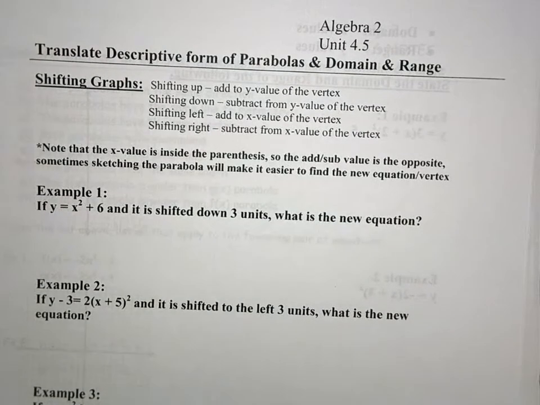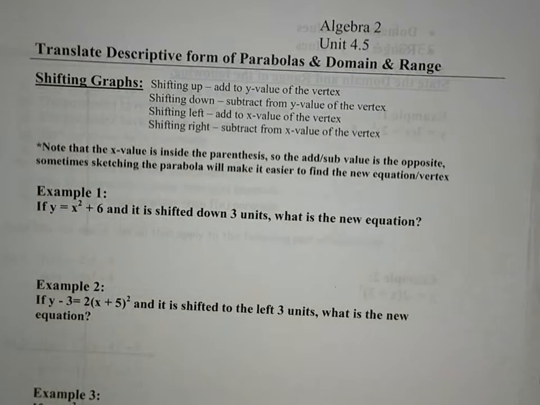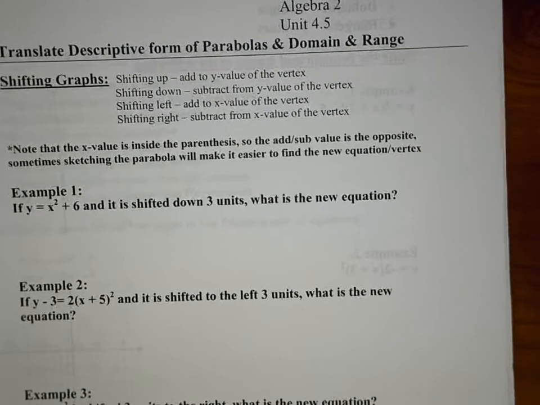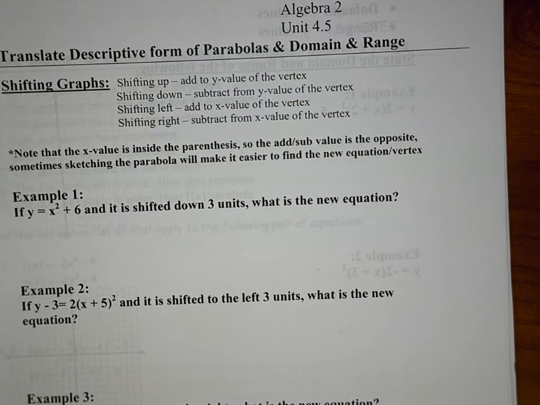Okay, so today we're talking about translating the descriptive form of parabolas and also domain and range. There's a couple ways of thinking about how to translate parabolas, and basically what they mean by translating is that you're shifting your parabola from one spot to another spot on the same graph. So everything on the parabola stays the same in terms of numbers except for the vertex numbers, which are changing.